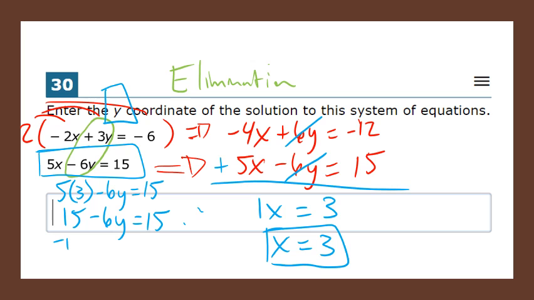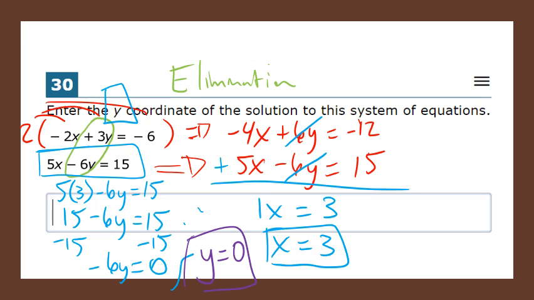Subtract 15 from both sides and you see something weird happens. I get -6y is equal to 0. Divide both sides by -6, and I get my y value here that I'm going to put in purple because this is my final answer. I get y is equal to 0 as my final answer. Now this again is a very straightforward elimination problem, so don't get intimidated by it. You might just need to brush up on your elimination skills to make sure that you're working your way through this with the steps that we went over in class.